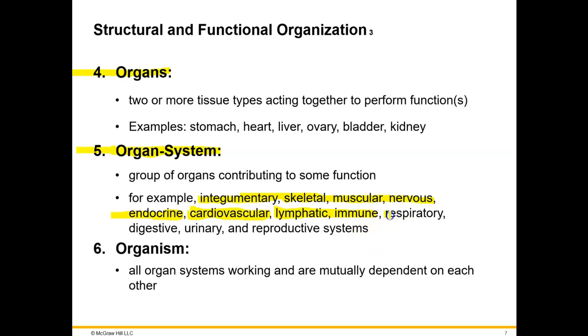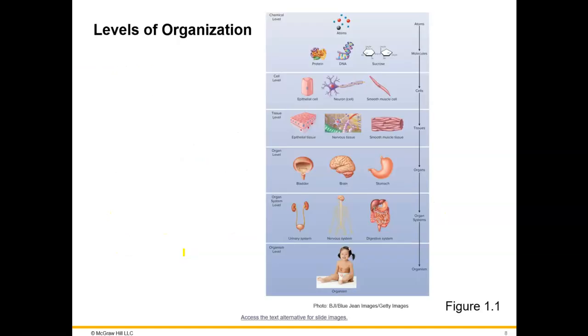Then we have the respiratory, which is the lungs, the digestive, which is the stomach and the intestines, the urinary, which is the kidneys and the bladder, and then the reproductive, the male and the female reproductive systems. So all the organ systems together make up the entire organism, which would be the human being. So this is a list of all of those, not all of them, there's a few that are missing.